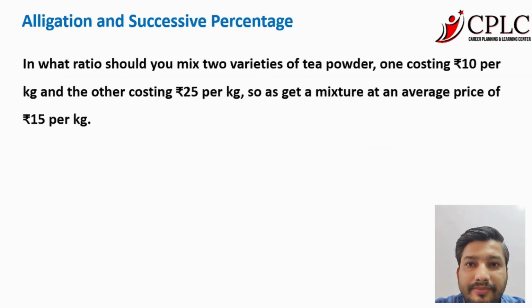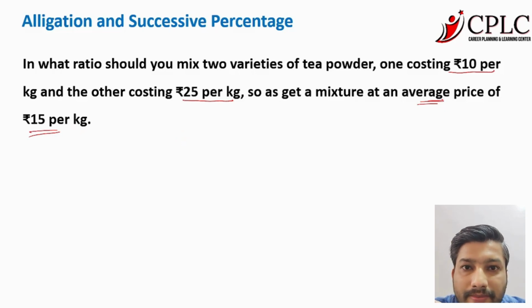So this is a very simple question which says: in what ratio should you mix two varieties of tea powder, one costing 10 rupees per kilo and the other costing 25 rupees per kilo, so that we get a mixture at an average price of 15 rupees per kilo. Now if you understand what data is given to you, you have been given the price of each variety, 10 rupees per kilo and 25 rupees per kilo. They have also given us the average price, which is 15 rupees per kilo.